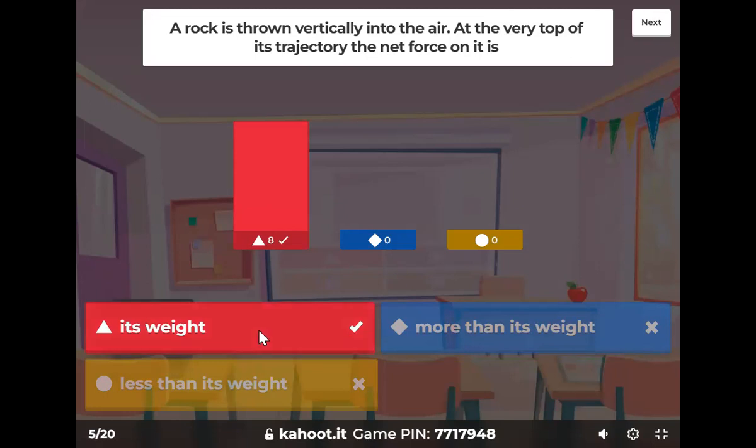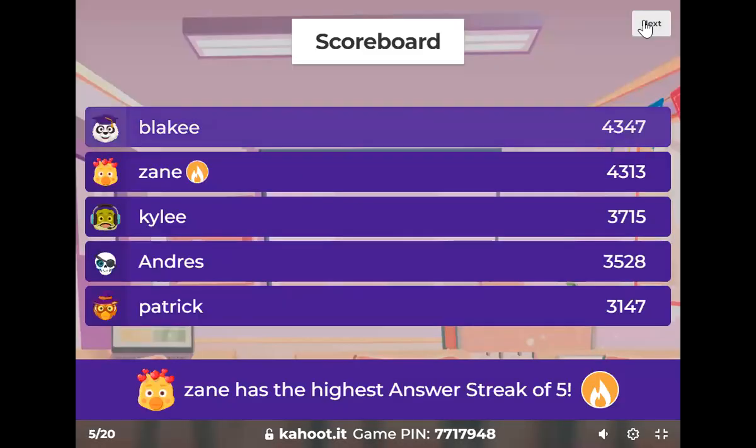If you include the air drag, then the net force changes on the way up and on the way down. But at the top, it would still be equal to its weight, because there would be 0 air drag because of 0 speed. You guys remember air drag is proportional to the speed squared.